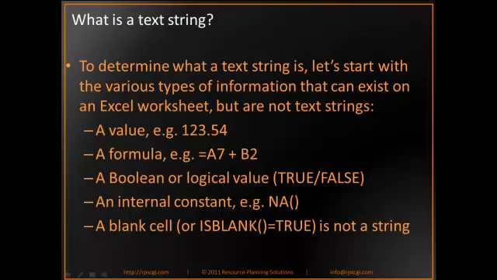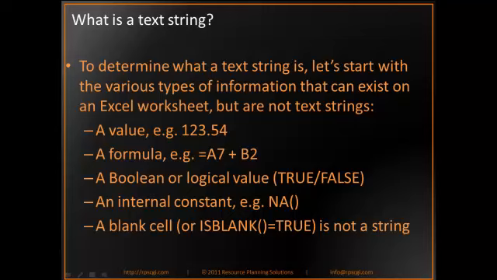Excel also has what are called Boolean or logical values. Sometimes you may see a true or a false in a cell, and generally that's the result of an if statement. Those are not text strings. And Excel has many internal constants, so sometimes you might see the pound sign NA, which means not available. That's not a text string either. And then a blank cell is also obviously not a text string. It's just something of no value.